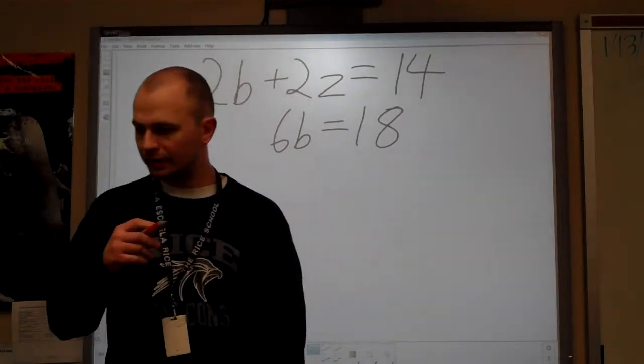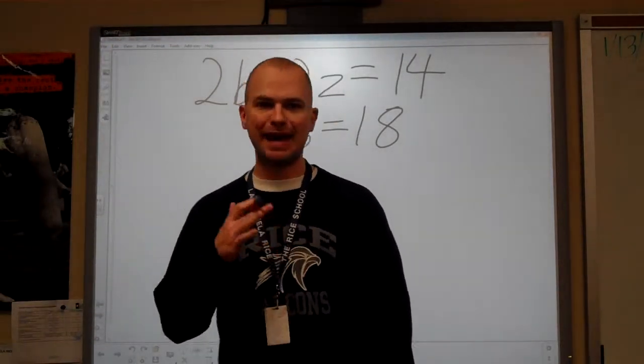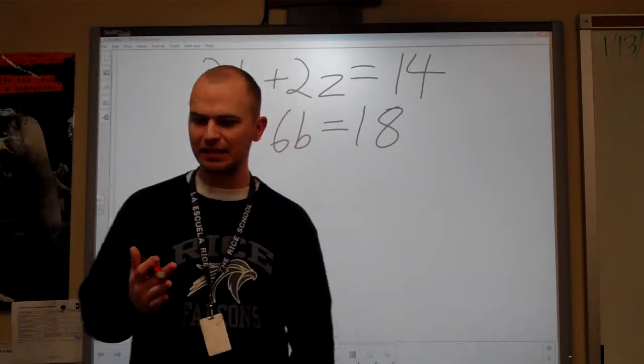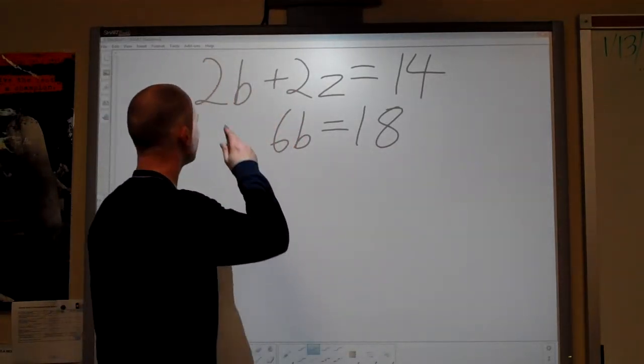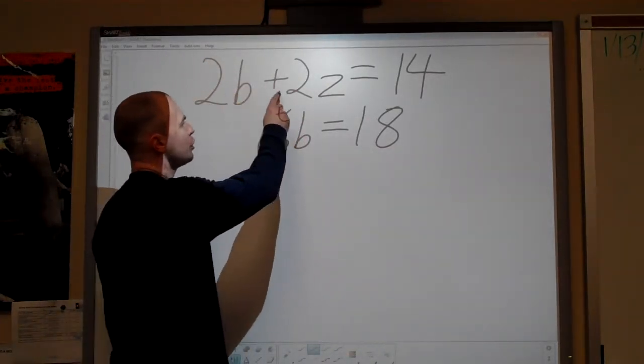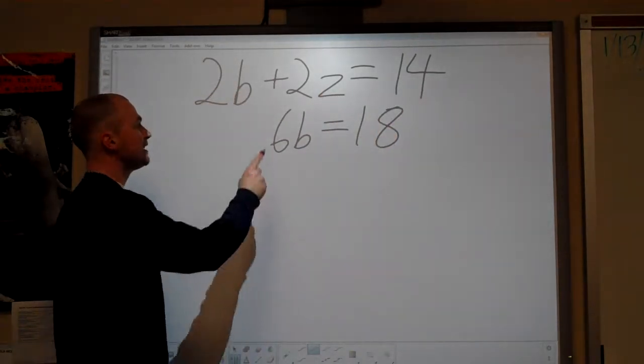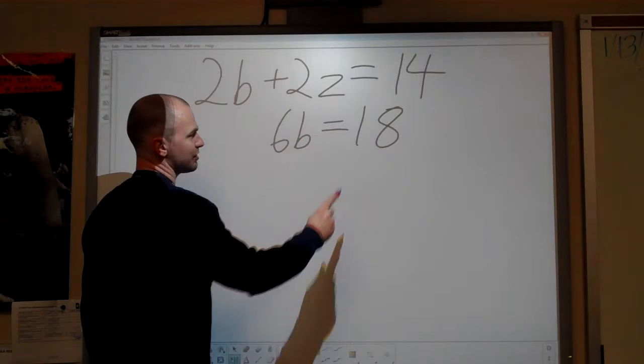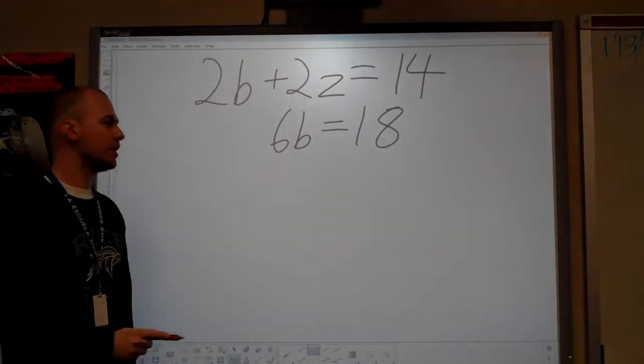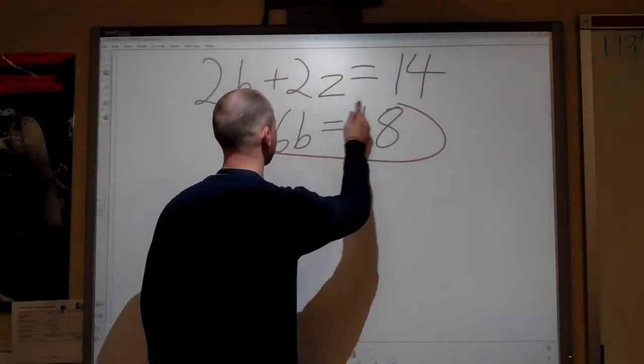This is linear systems B. This is the back of the first page. Linear systems B, this is question number 1. We have 2B plus 2Z equals 14 and 6B equals 18. Okay, so we're going to start with the second equation because we can solve this.